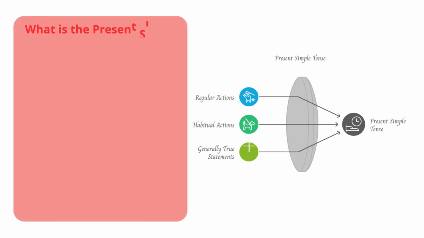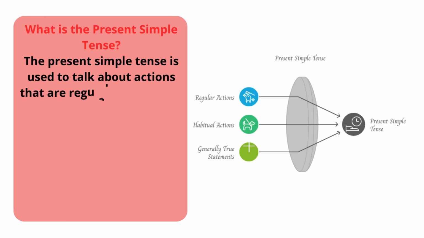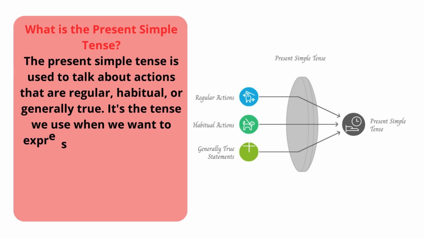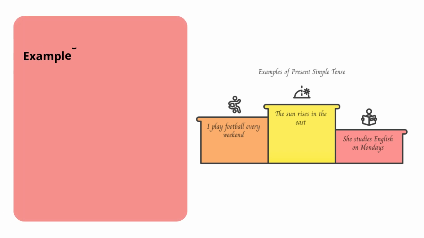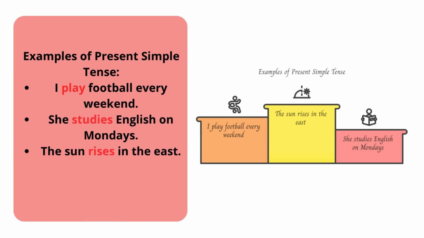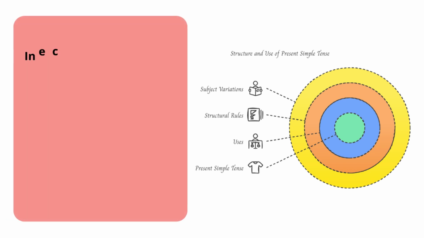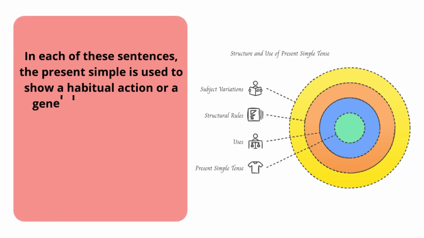What is the present simple tense? The present simple tense is used to talk about actions that are regular, habitual, or generally true. It's the tense we use when we want to express facts, routines, and things that happen consistently over time. Examples of present simple tense. I play football every weekend. She studies English on Mondays. The sun rises in the east. In each of these sentences, the present simple is used to show a habitual action or a general truth.